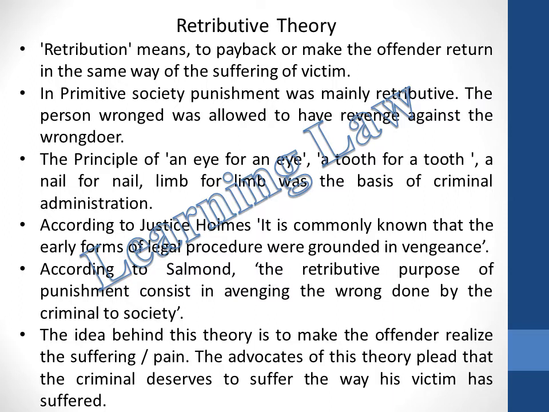The person wronged was allowed to take revenge against the wrongdoer. The person wronged here can be the victim or his family members, and they were allowed to take revenge against the wrongdoer or the offender. The retributive theory follows the principle of an eye for an eye, a tooth for a tooth, a nail for a nail, a limb for a limb, etc. And this was the basis of criminal justice administration.